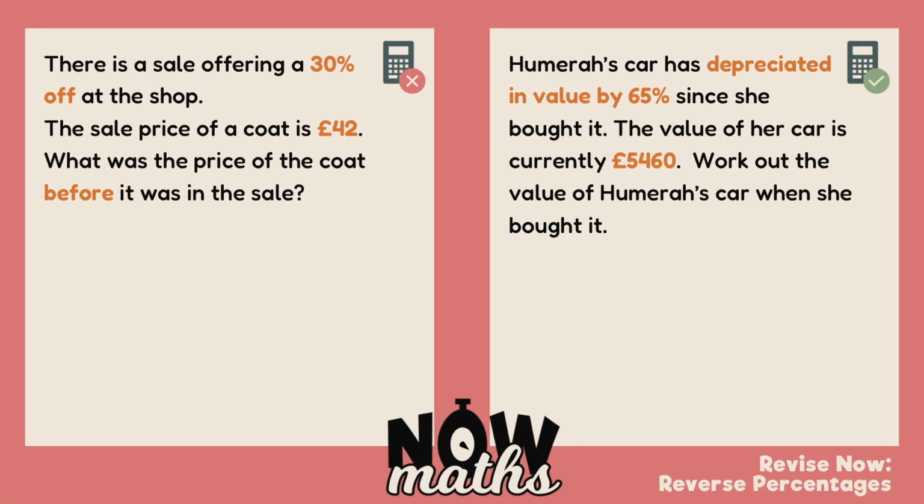Let's have a look at the question on the left first, and we're going to do this question without a calculator. We have a shop offering 30% off and a coat that's in the sale for £42. We need to work out the price of the coat before it was in the sale.